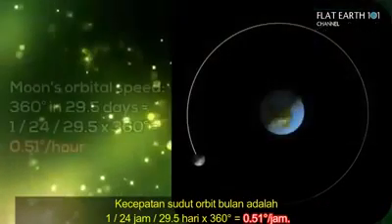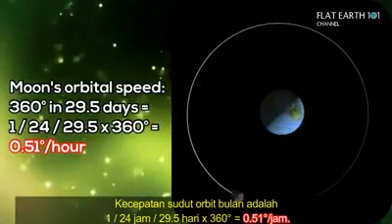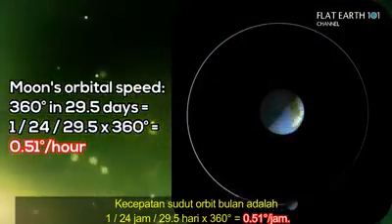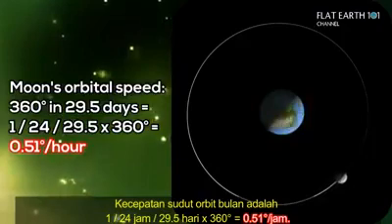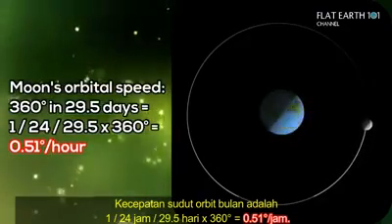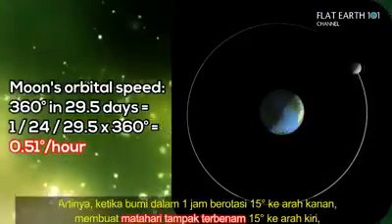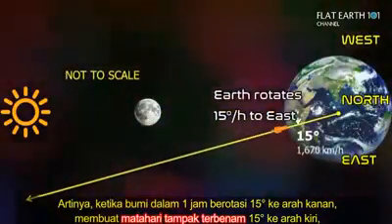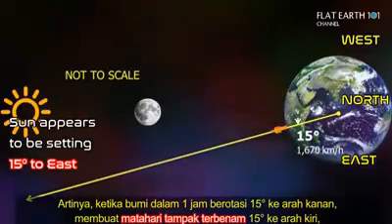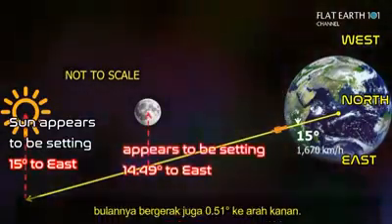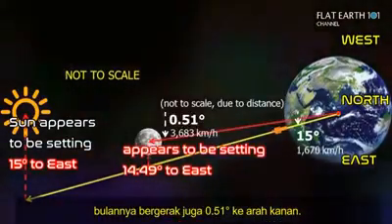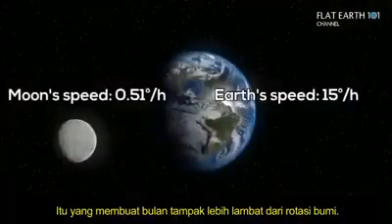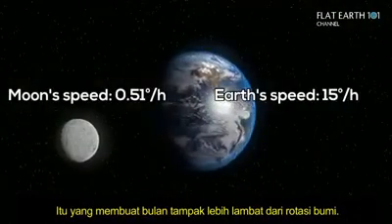The angular speed of Moon's orbit is 1 per 24 hours divided by 29.5 days times 360 degrees equals 0.51 degree per hour. That means when the Earth in an hour is rotating 15 degrees to your right, making the Sun appear to be setting to your left 15 degrees, the Moon is moving 0.51 degree to your right. That makes the Moon appear to be slower than the Earth's rotation.